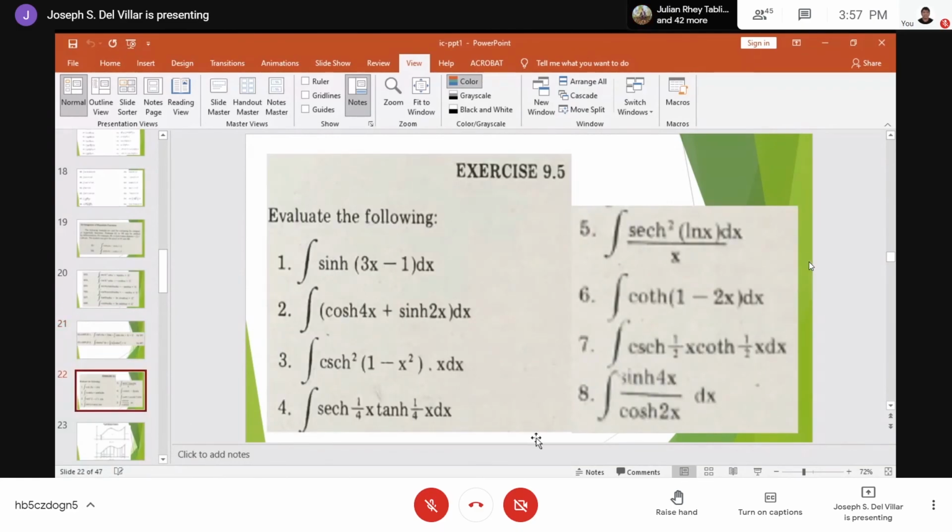So ito, exercise 9.5, kaya nyo pa bang gawin itong 9.5? Answeran nyo lang itong may hypersine tsaka hypercosine. Itong 1, 2, tsaka 8. Kasi yun lang ang i-discuss natin.